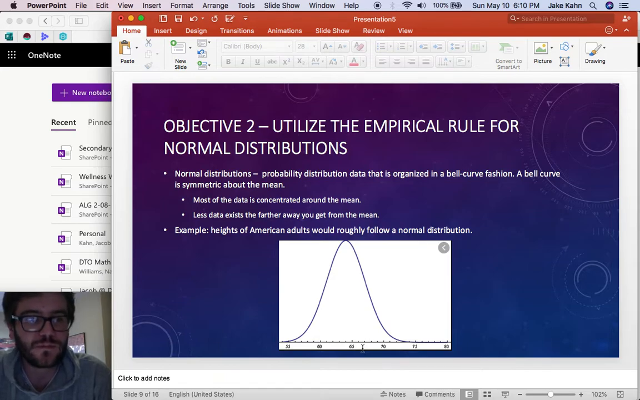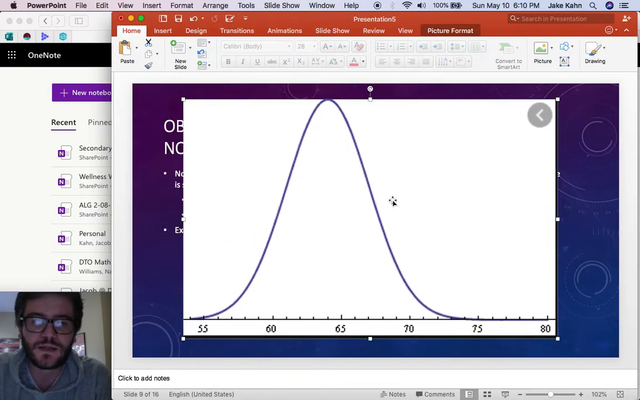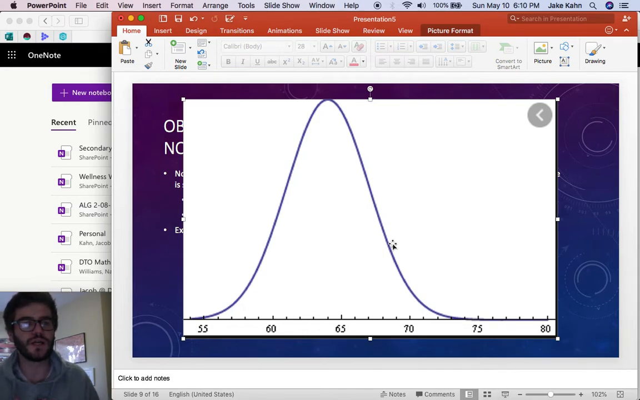An example, in real life, this is true, all right? Heights of American adults would follow roughly a normal distribution. It's not going to be a perfect bell curve, but often we can approximate real life situations as a normal distribution. What do I mean by this? American adults, their heights. Okay, so this graph right here, I'm actually going to make this a little bit bigger for you so you can see it better. This represents a normal distribution of American adults' heights in inches, all right?